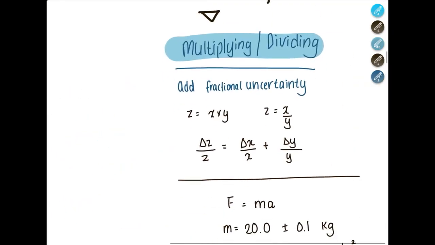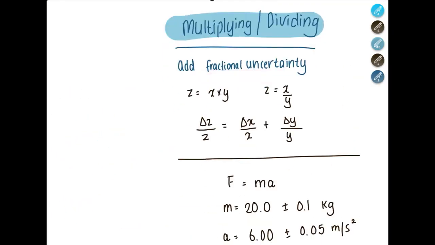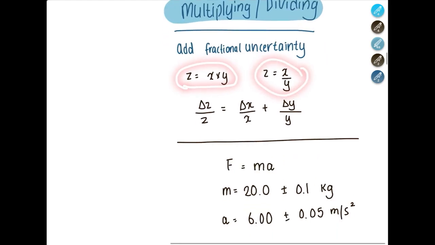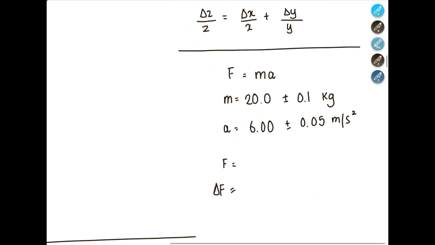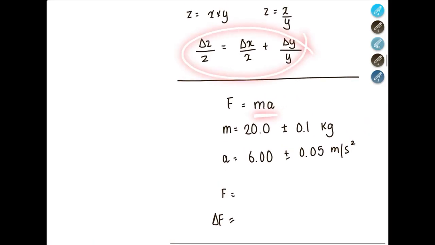What's the rule if you're multiplying or dividing? For example, z equals x multiplied by y, or x divided by y. Delta z over z equals delta x over x plus delta y over y. And one example: you have this equation, F equals ma. Mass and acceleration are being multiplied, so you will follow this rule.